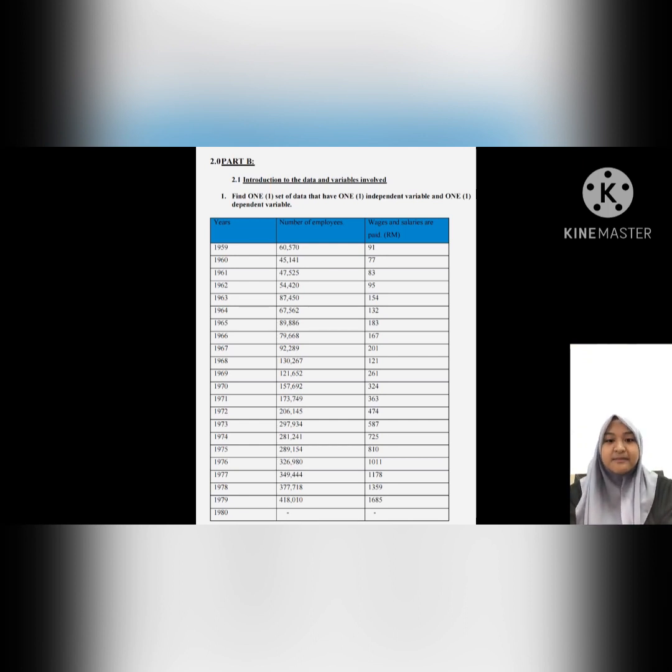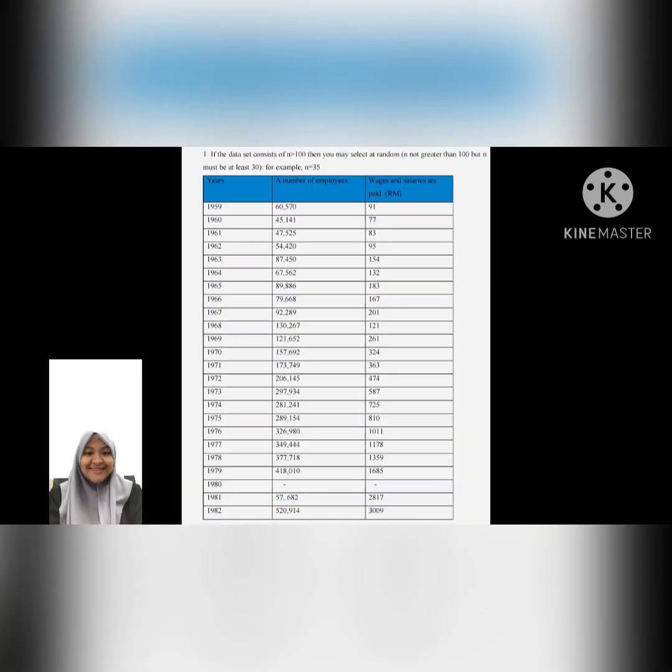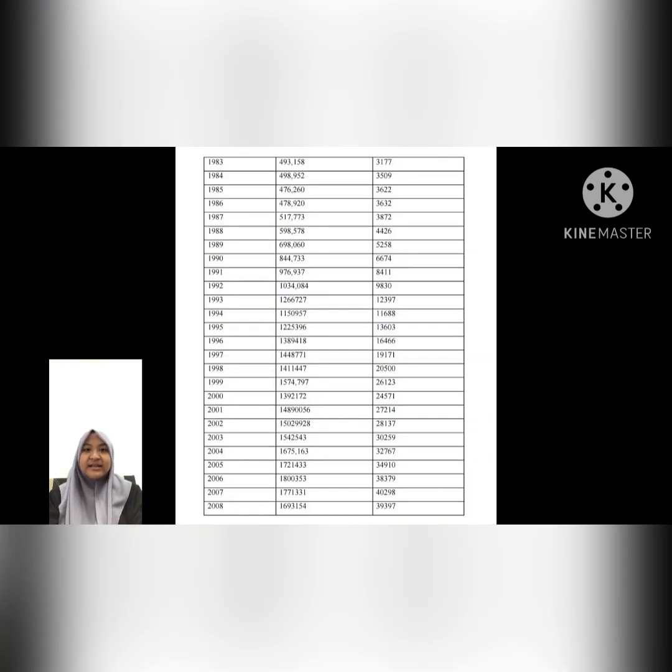Today I want to present about introduction to data and the variables involved. My research is based on a Google website. The table shows the number of workers engaged in manufacturing from 1959 until 2008. This table has the year, number of employees, and wages and salary paid in RM. Our data set is from an online database, so our data is secondary data. Data is collected and recorded by others, and is reused and collected for other purposes.